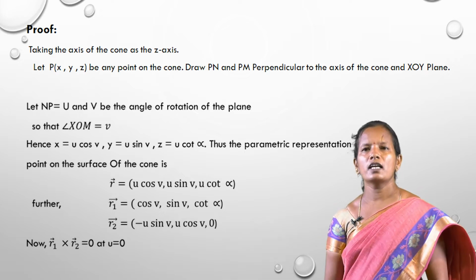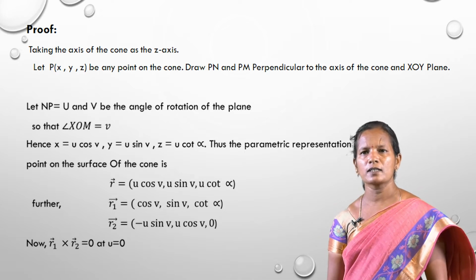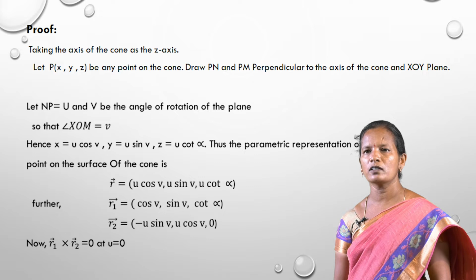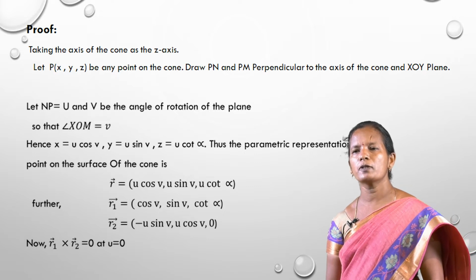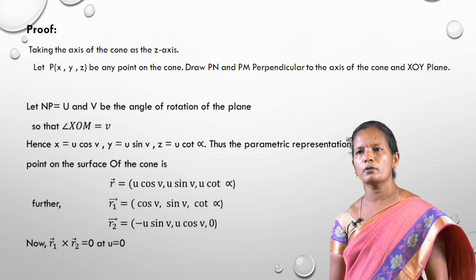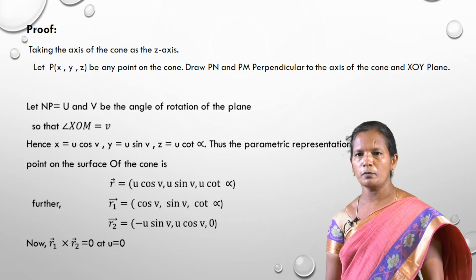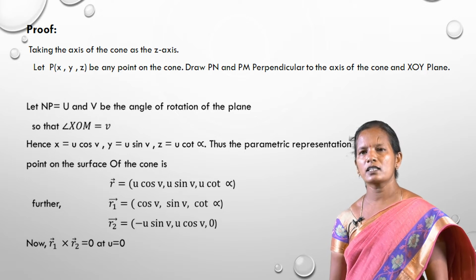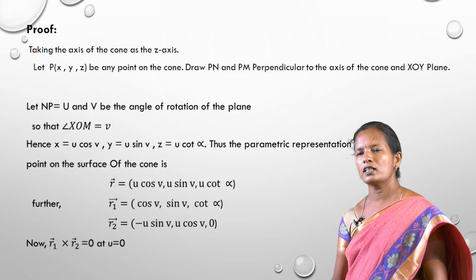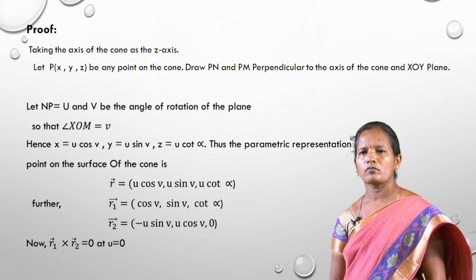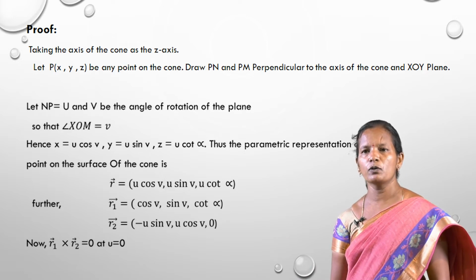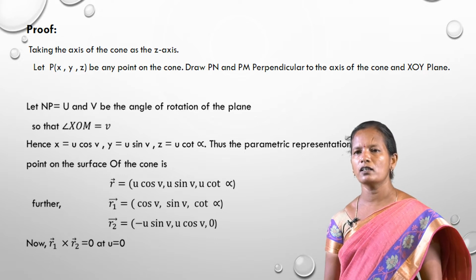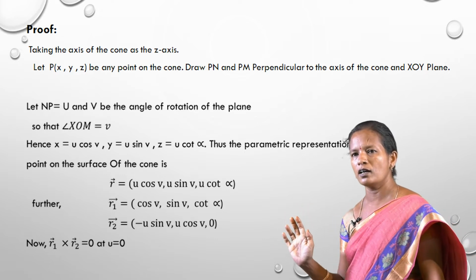The proof, taking the axis of the cone on the z-axis, let p of xyz be any point of the cone, draw pn and pm perpendicular to the axis of the cone and xy plane as referred in the diagram. Np is equal to u and v be the angle of rotation of the planes, so that angle xom is equal to v. Hence, x equal to u cos v, y is equal to u sin v and z is equal to u cot alpha. Thus, the parametric representation of any point on the surface of the cone is r vector is equal to u cos v, u sin v and u cot alpha.